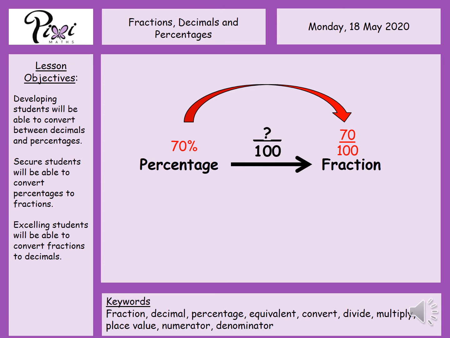So now, again, we don't forget to simplify. We need to check, is there a number that we can divide 70 by and divide 100 by? We can divide both by 10. So if we divide both by 10, we get 7 tenths. And we can't do anything else with this now. This is its simplest form, so we just leave it as that, because there's no numbers that we can divide 7 by and divide 10 by.